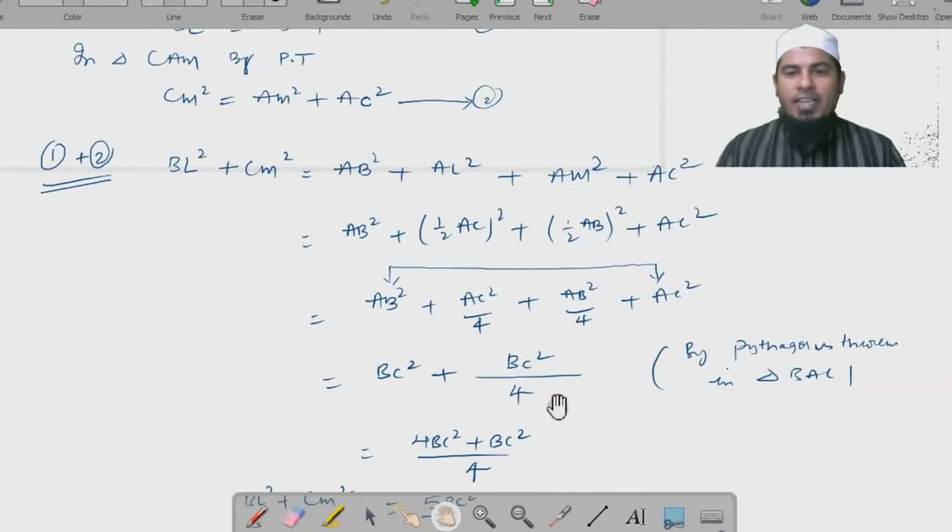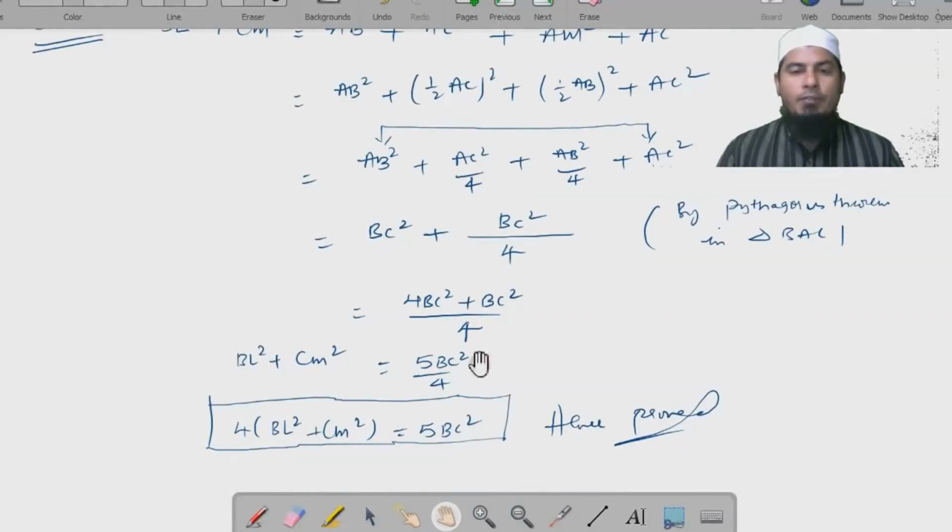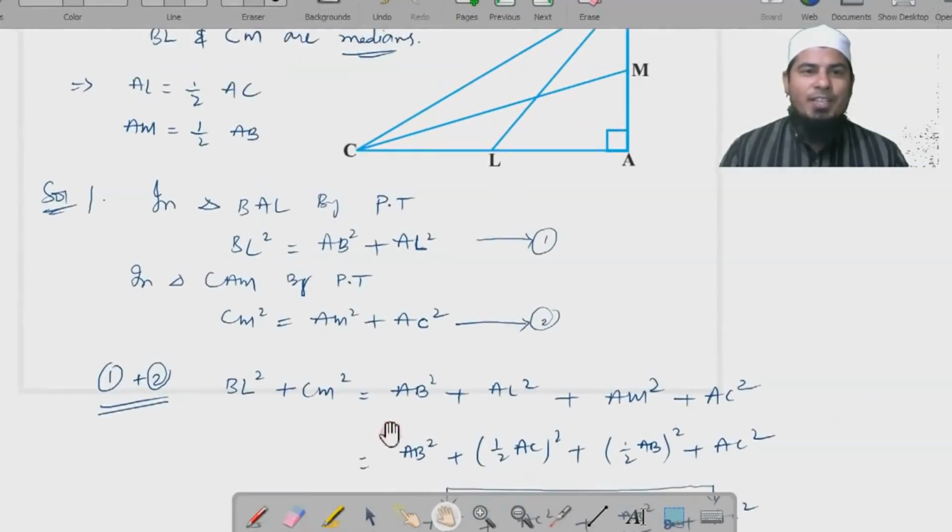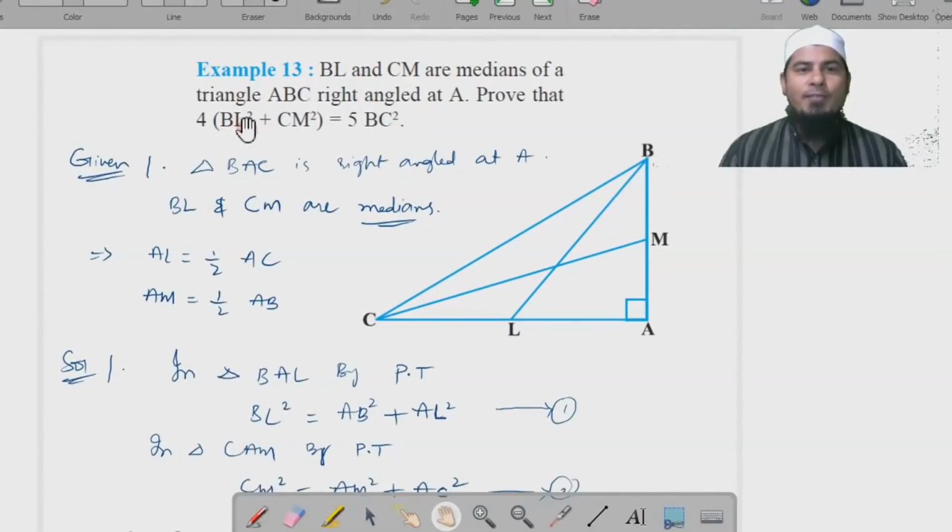I am taking the LCM and cross multiplying, simplifying to get 4 BC square plus BC square is 5 BC square. I got 4 in the denominator, I can transpose it here, and I got the statement which we need to prove: 4 times BL square plus CM square is equal to 5 BC square. Yes, we got this statement. I hope you understood what the technique is. Take the LHS, bring the LHS terms with the help of Pythagoras theorem, and by simplifying those terms only you will get the RHS. Let us take the next question.